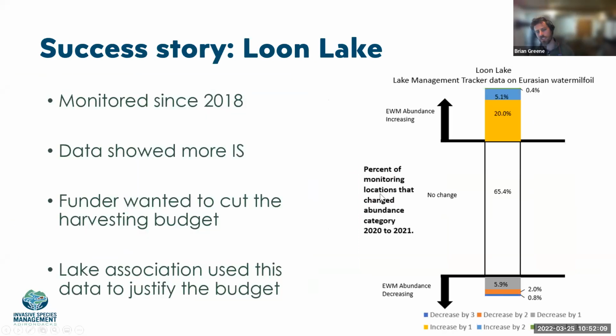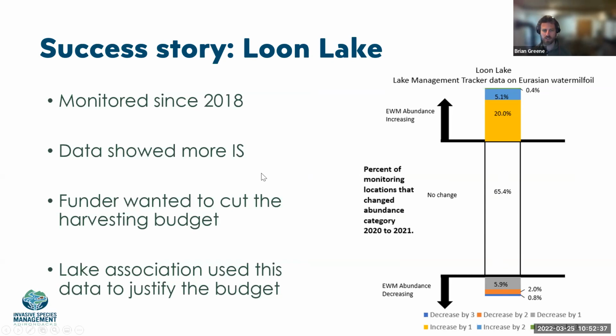So here's an example of a success story from Loon Lake. They were our first lake to participate. They've been monitoring since 2018. This data shows that from 2020 to 2021, approximately 25% of the sites increased in density, 65% had no change, and approximately 8% decreased. So a net increase of almost 17%.